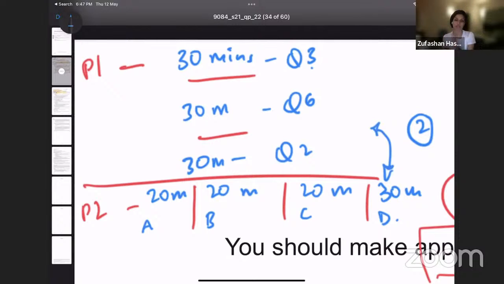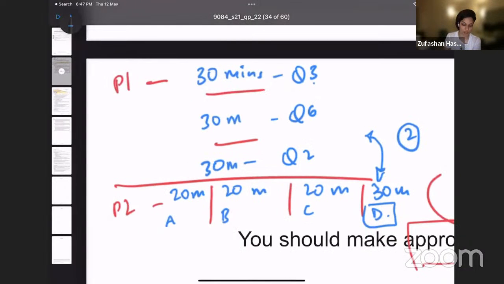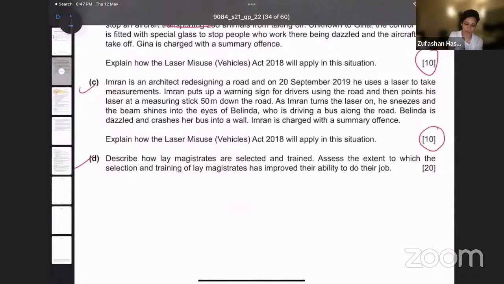The last part D essay question will always be from the syllabus. So just to show you what this means, let's look at part D over here. The part D essay question, 20 marks, is about magistrates, laypersons. Describe how they are selected and trained. So more focus on selection and training and less focus on appointment. Less focus on their role, right? It's appointment and training and how they're trained. So you will still mention their job very briefly, but you will focus the most on appointment, training, and selection.